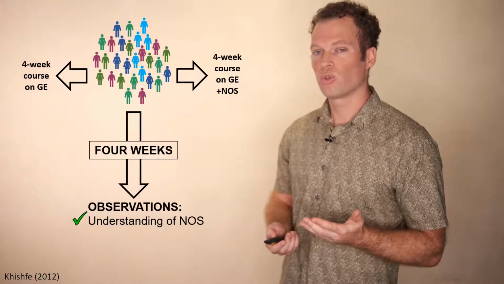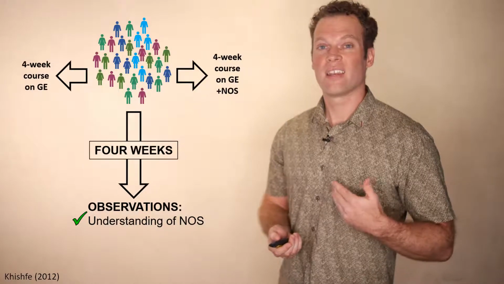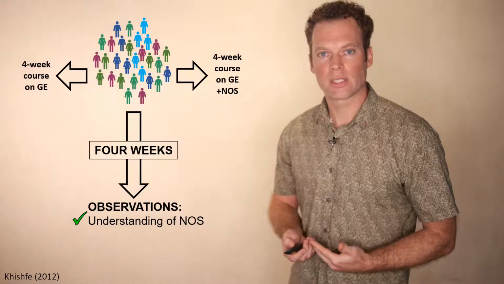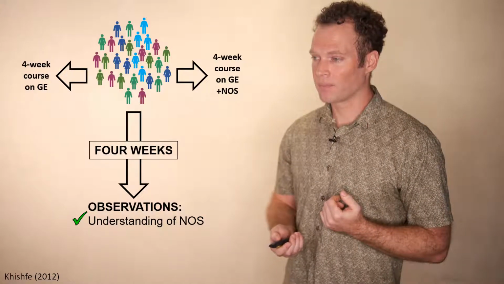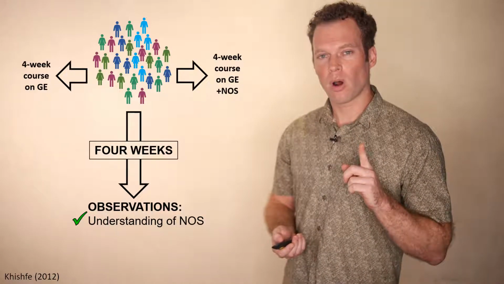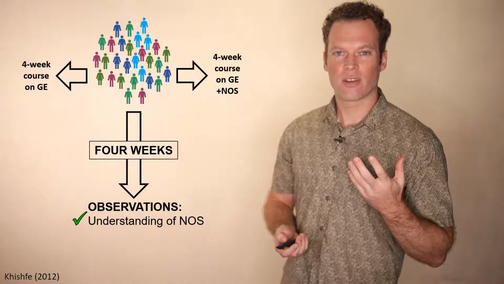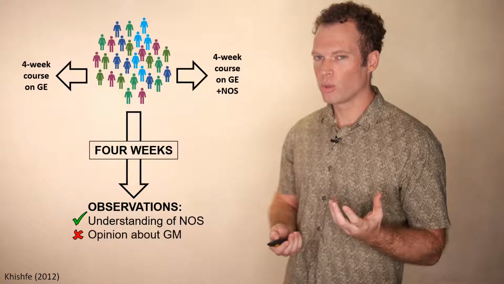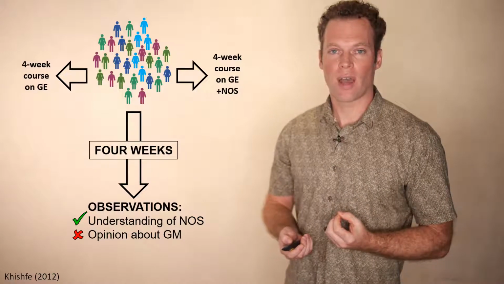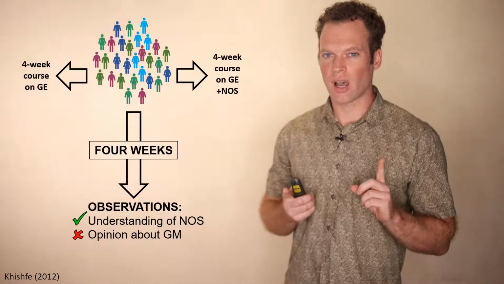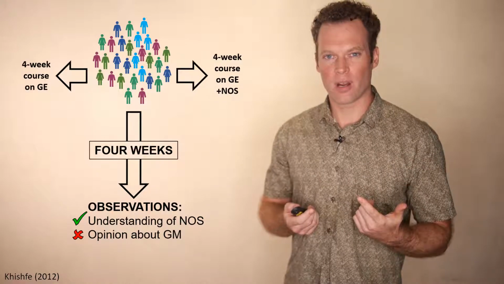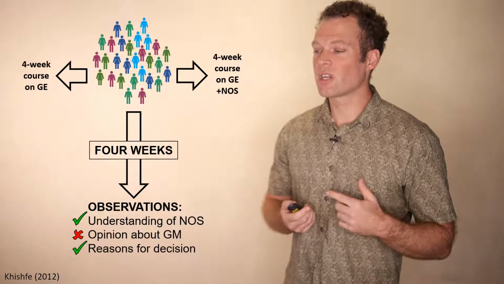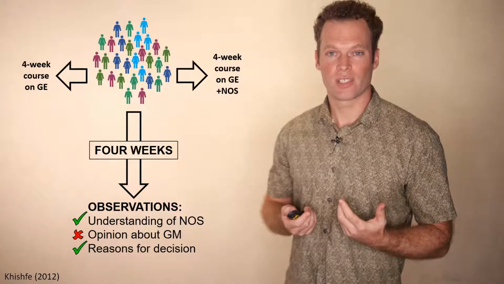So the students took these courses, and 4 weeks later some observations were made. Unsurprisingly, those who took the course on the nature of science had a better understanding of the nature of science as it was defined in this study. The students were also asked to state their opinion whether they favor or oppose testing of genetically modified crops. Now, the two groups of students didn't differ in the nature of their opinion, but where they did differ was their explanations or their reasons for that decision.